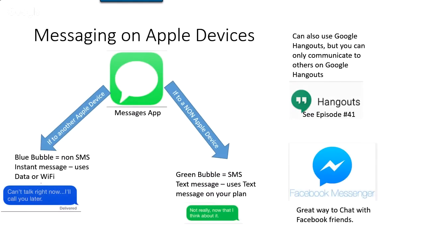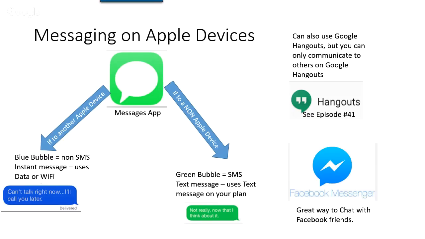Okay. What's this slideshow? Okay. So, messaging on Apple devices. On Apple devices, you use what came with your Apple device, and that's that green box with the white voice bubble in it. If you are sending a message to another Apple device, you see a blue bubble, and that is not using your text messaging services on your bill.